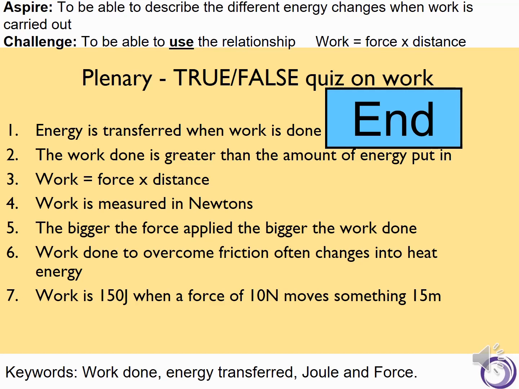The bigger the force applied, the bigger the work done. Yes, if the distance is a constant. True. Work done to overcome friction often changes into heat energy. Is correct. Work is 150 joules when a force of 10 newtons moves something 15 meters. Well, 10 times 15 is 150. So therefore, in summary, 1 is true, 2 is false, 3 is true, 4 is false, 5 is true, 6 is true, and finally 7 is true. Just check those against yours and see how you've done.